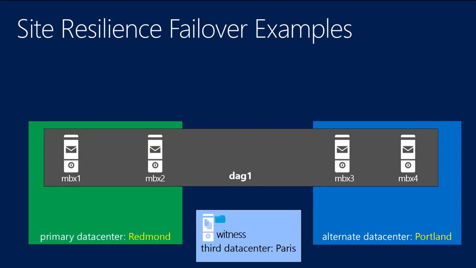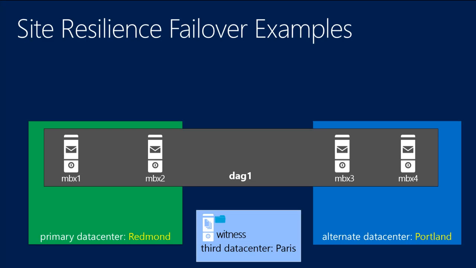Now, let's talk about the DAG side. Now, let's look at the 3-location scenario first. So again, Redmond and Portland are my 2 primary sites, and I've got my witness server in Paris. And actually having the witness server in Paris means it's on a different continent from my 2 Exchange servers. And that's actually a practice taken from the service as well. That's what we do in Office 365.